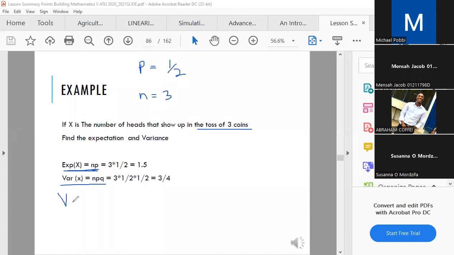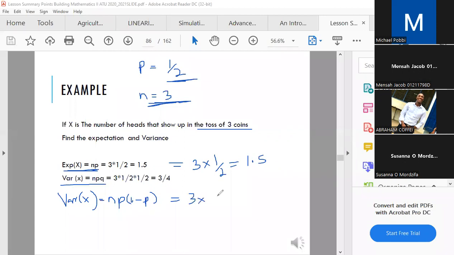You saw it earlier. The variance is N times P times Q, where Q is 1 minus P. Q is the probability of failure. So for the expectation, N is 3, the number of trials, the repetitions. We have 3 times the probability of success, which is half, and that gives us 3 times half is 1.5. Then for the variance, we have 3 times half, times another half, because 1 minus half will be half. When we multiply that, that should give us 3/4 for the variance.